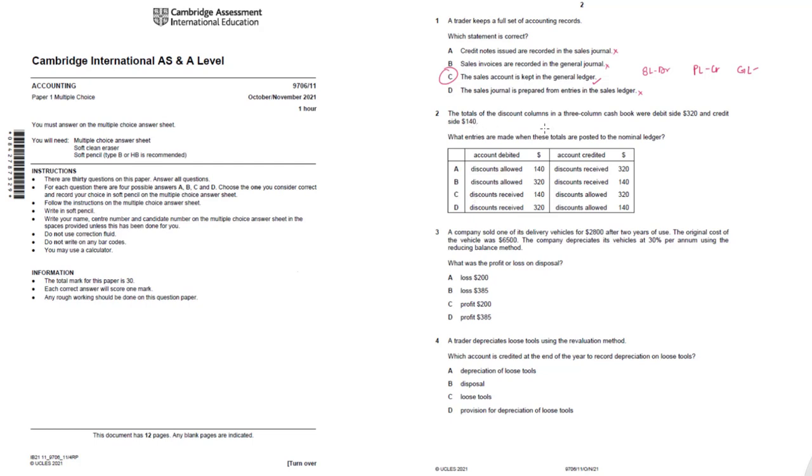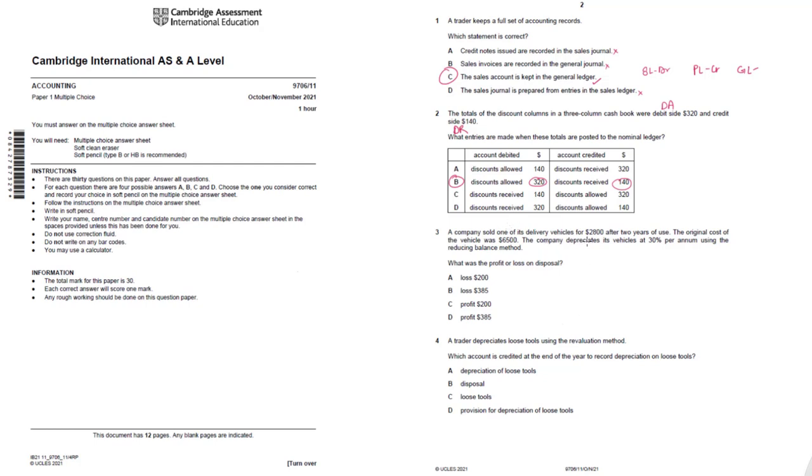Question number 2. The total of discount columns in a 3-column cash book where debit side 320, which means discount allowed is 320, and credit side 140, so discount received 140. Which entries were made in these totals when these totals are posted to the nominal ledger? So the discount allowed would be debited to the discount allowed account. So our correct option would be account debited should be discount allowed 320 and account credited should be discount received 140. So option number B.